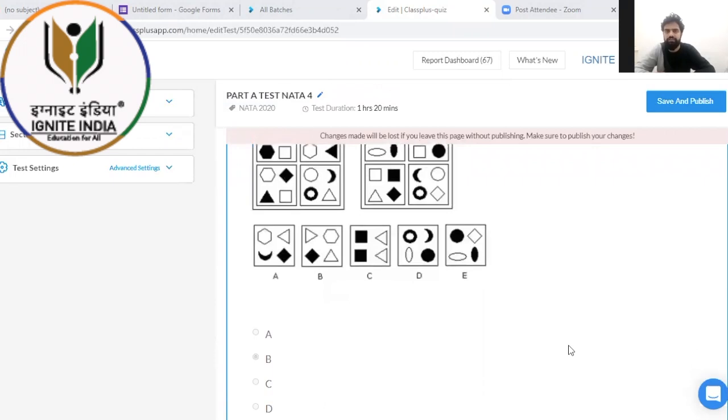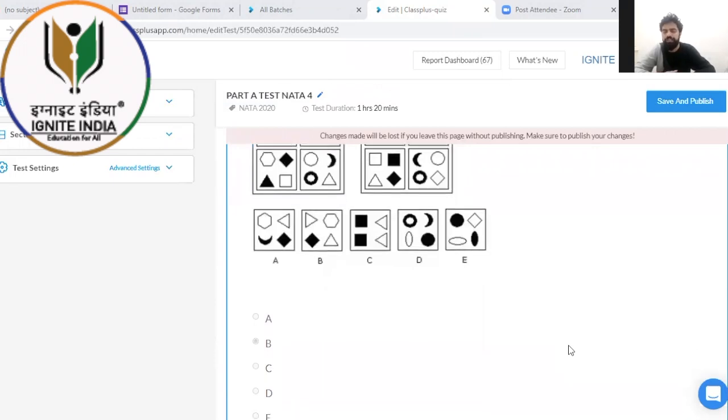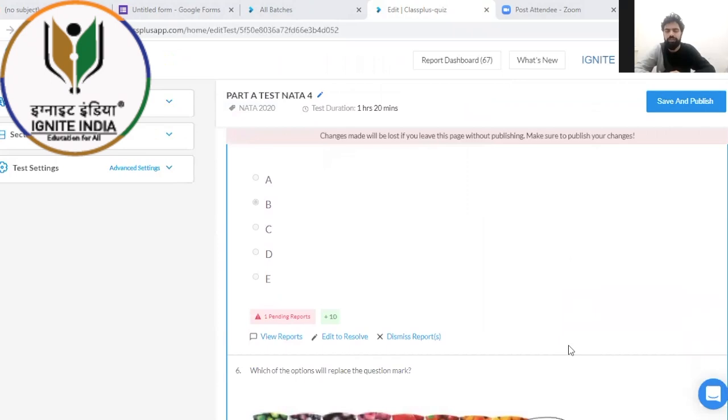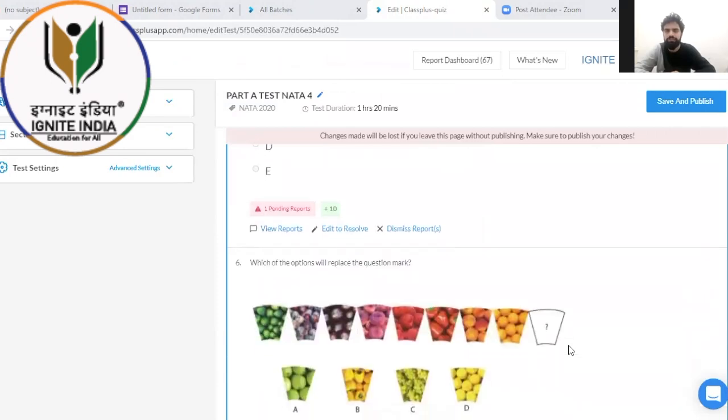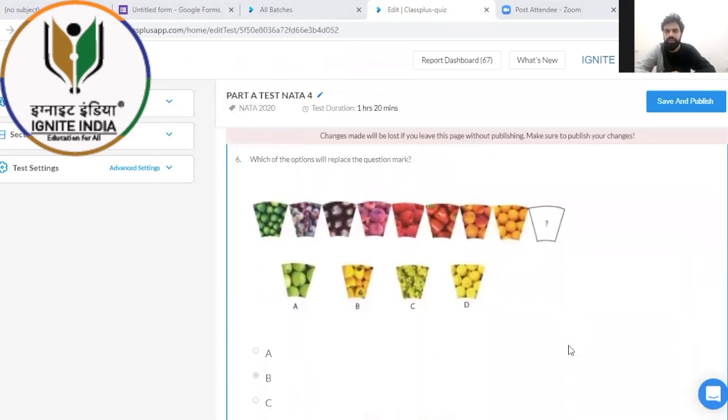So A, B, C, D is the option here, and you have to go with the right answer. That's B. Well, so another question which comes on your screen now: a set of fruits and vegetables in a row, and now you have to find out which one is the right answer among A, B, C, D. Again, green one A you can eliminate, light green C you can eliminate.